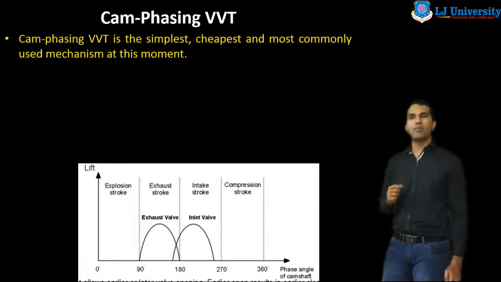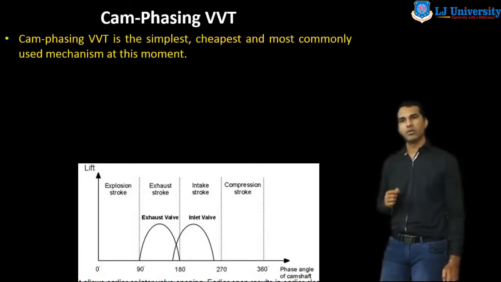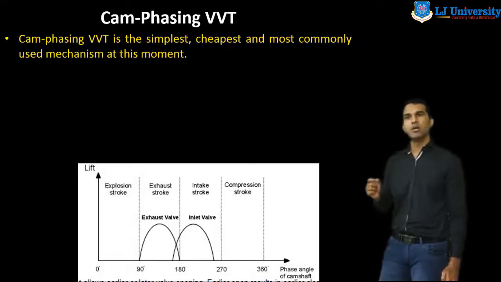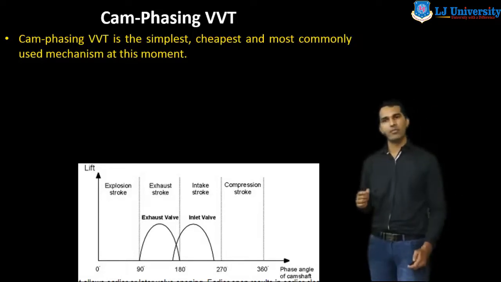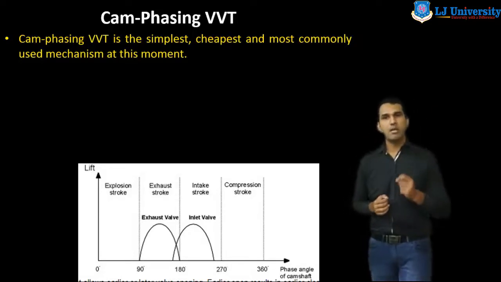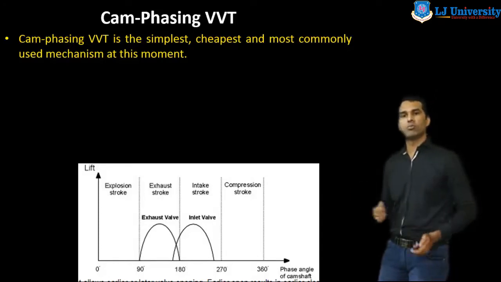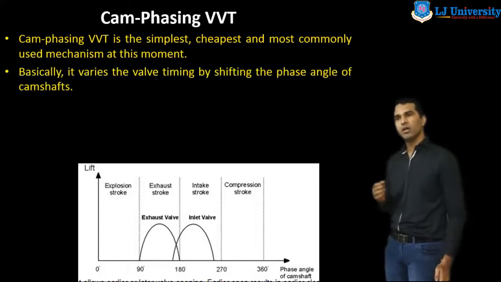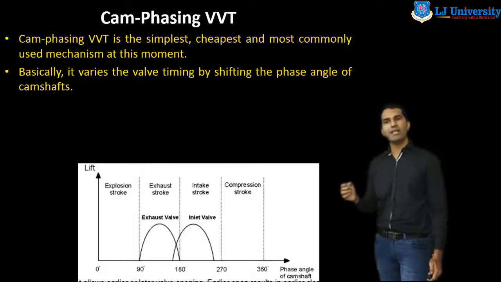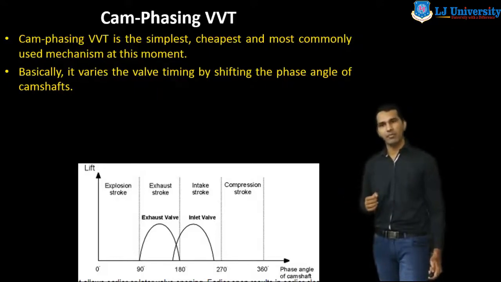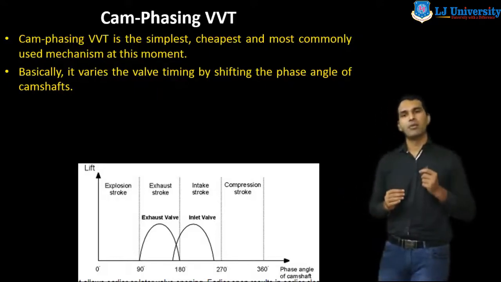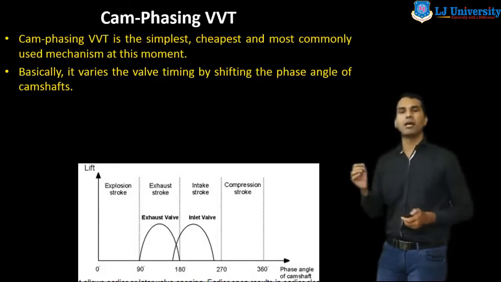Now we discuss the types of VVT. The first type that we discuss is the cam-phasing VVT. The cam-phasing VVT is the simplest, cheapest and most commonly used mechanism at this moment. Basically, it varies the valve timing by shifting the phase angle of the camshaft.